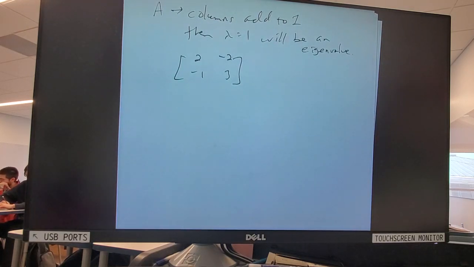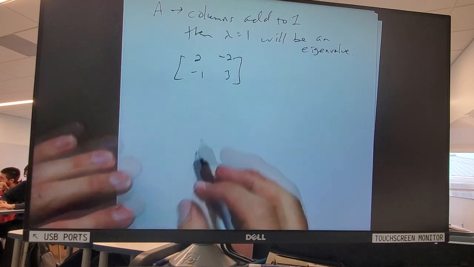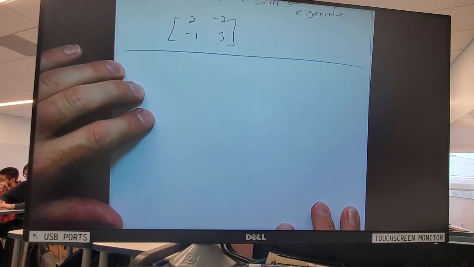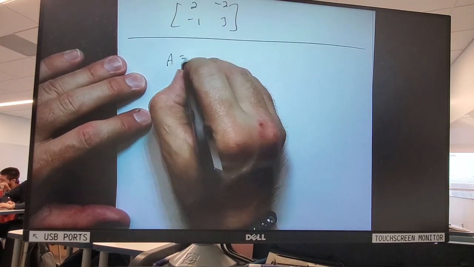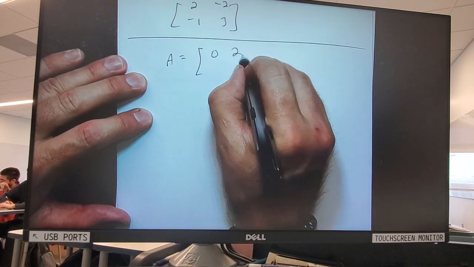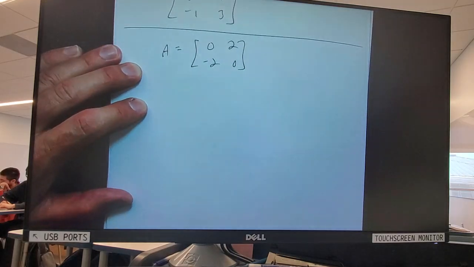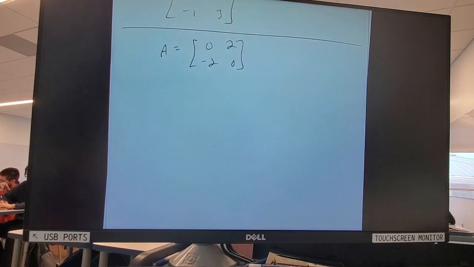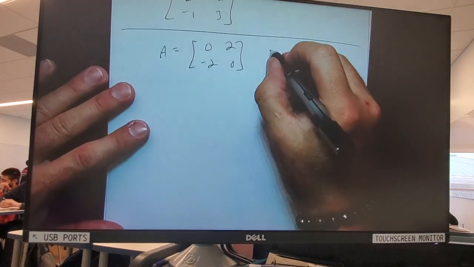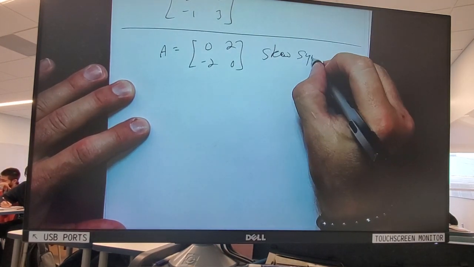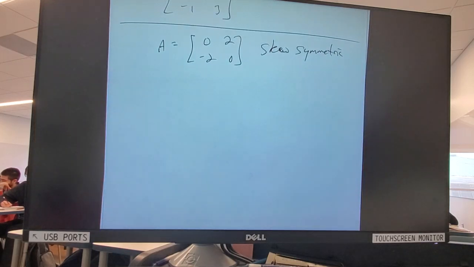Okay. So let's talk about an example of something that has imaginary eigenvalues. What is up with this matrix, for example? Is it symmetric? No. And this is what's called skew symmetric. The transpose is the negative of the original. So whenever you have something that is skew symmetric, you will end up with complex eigenvalues.